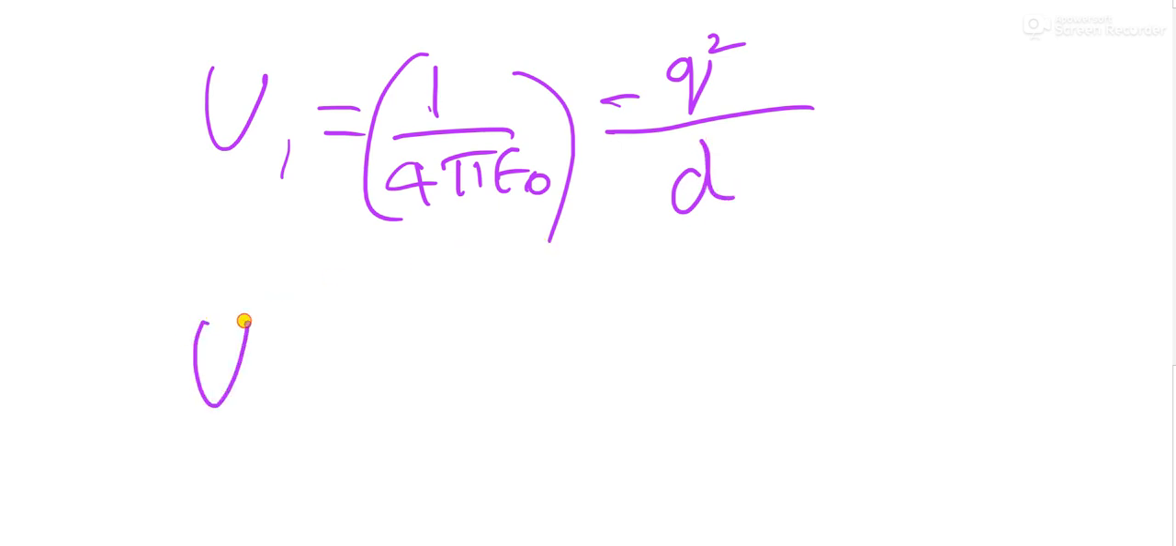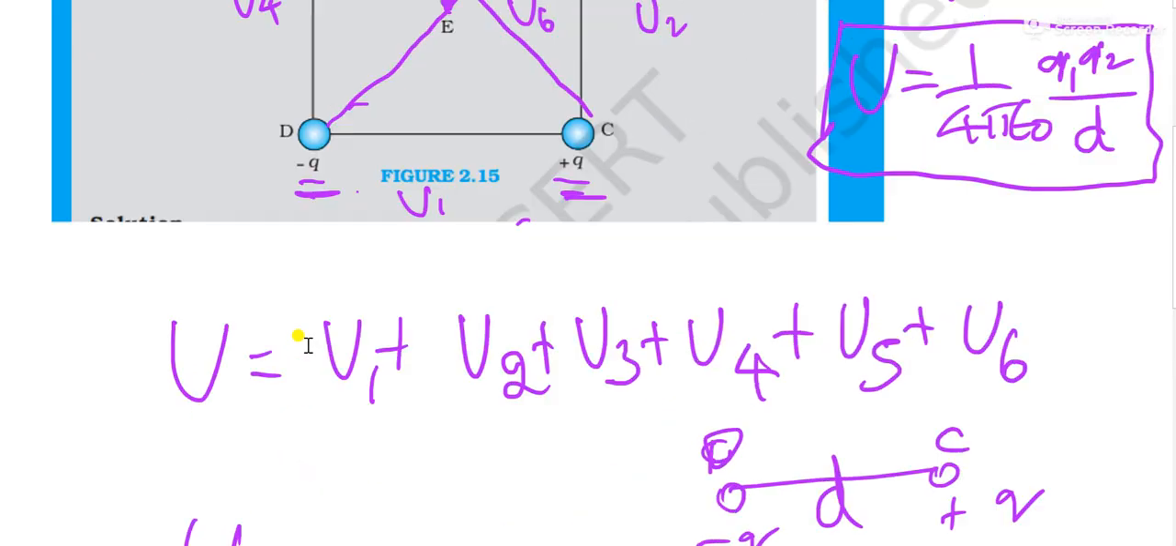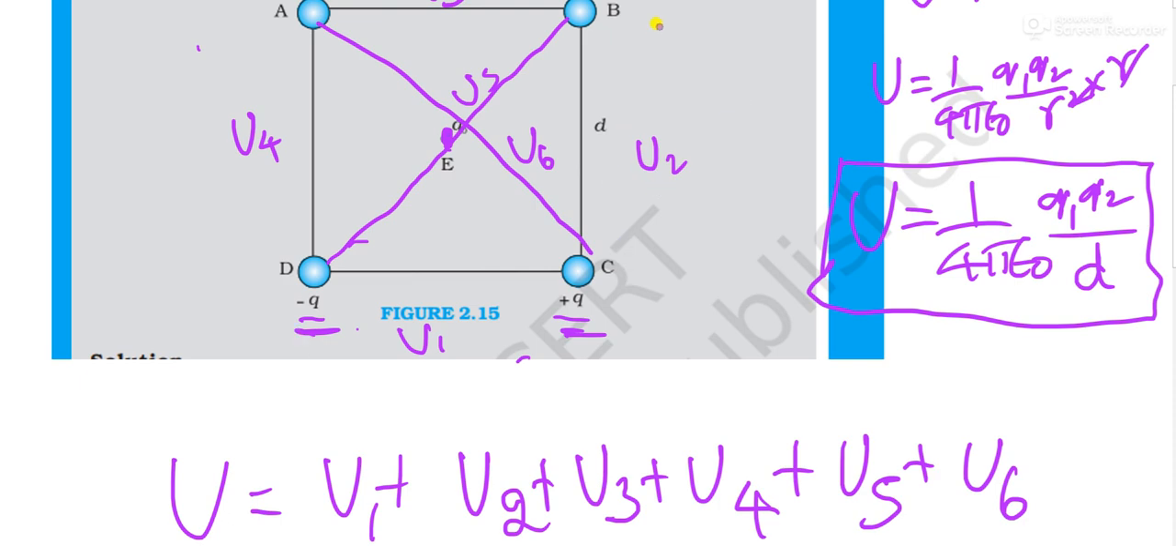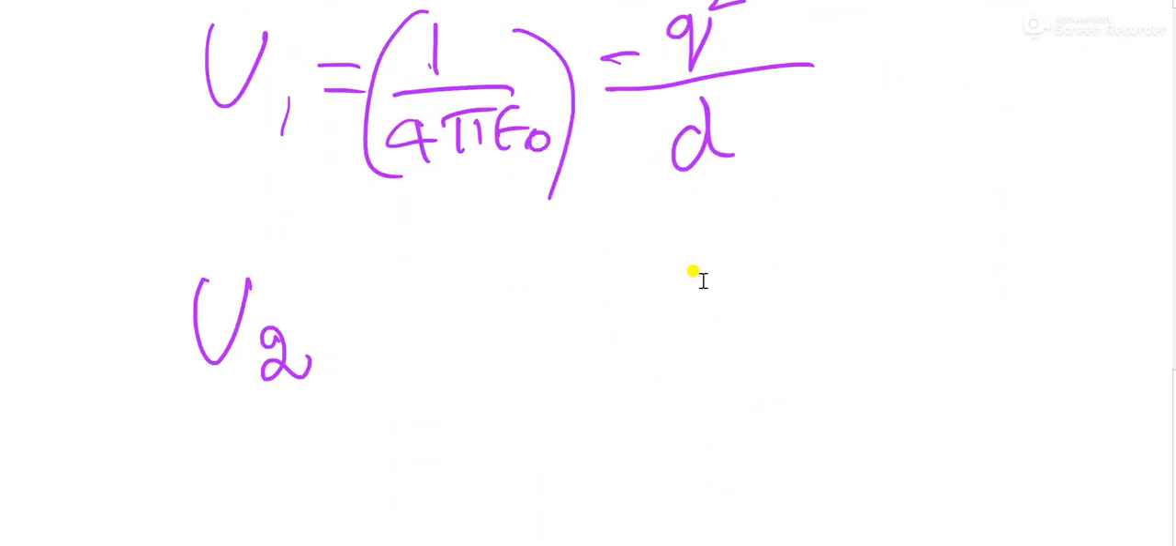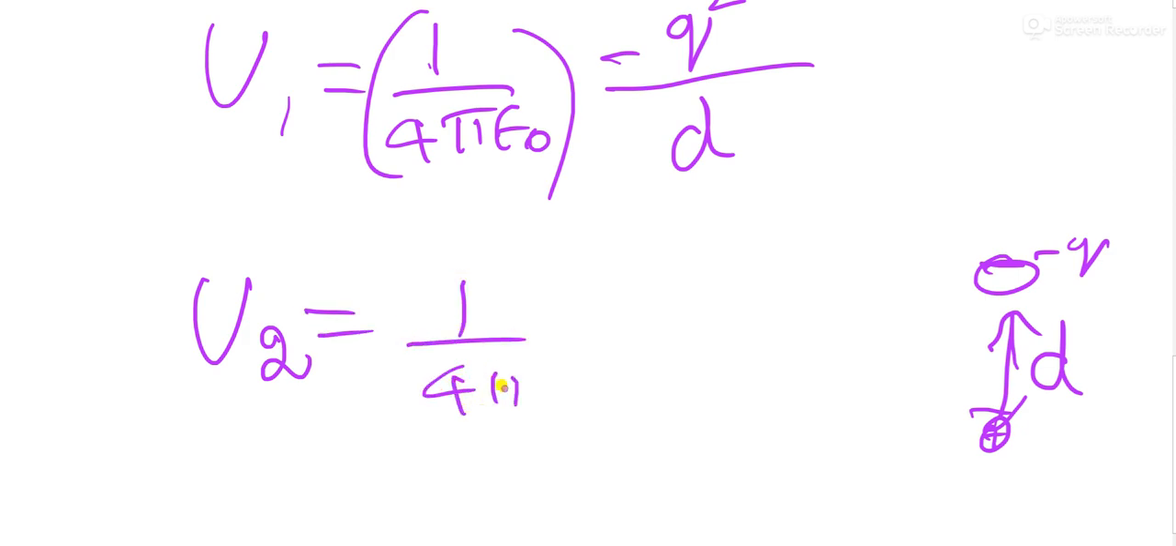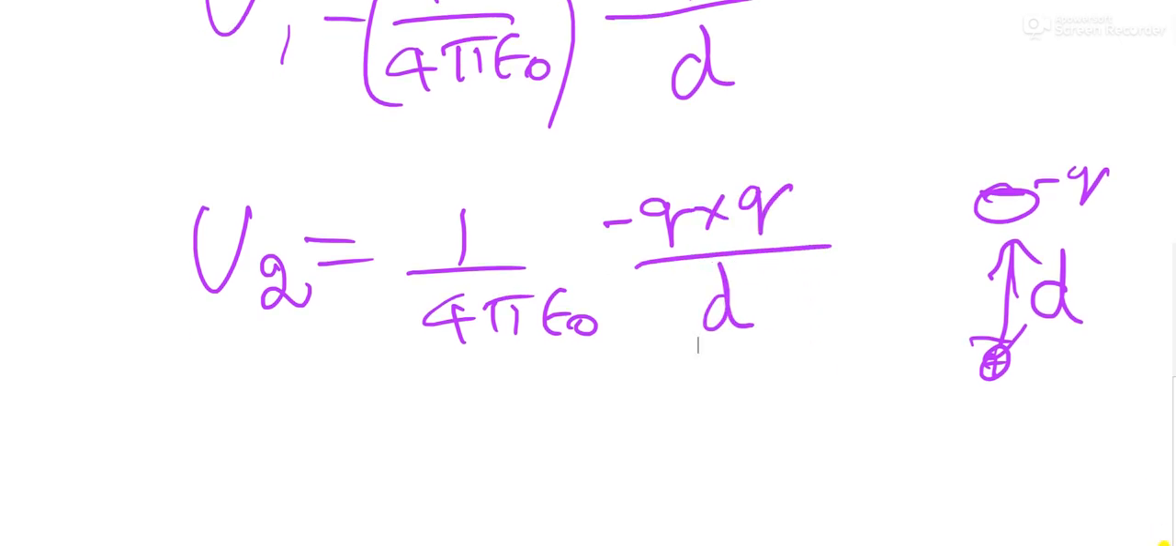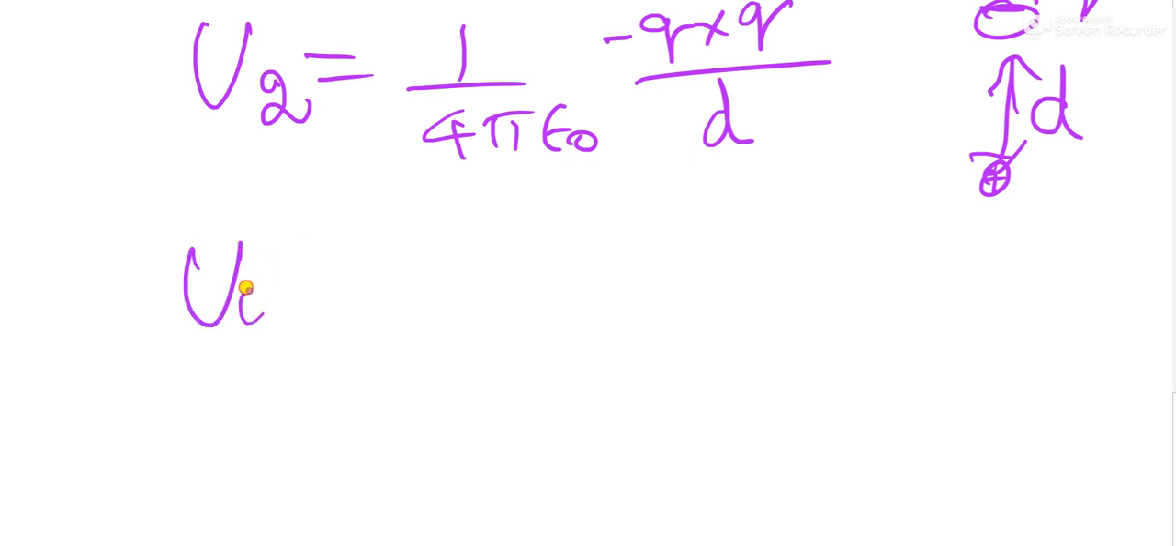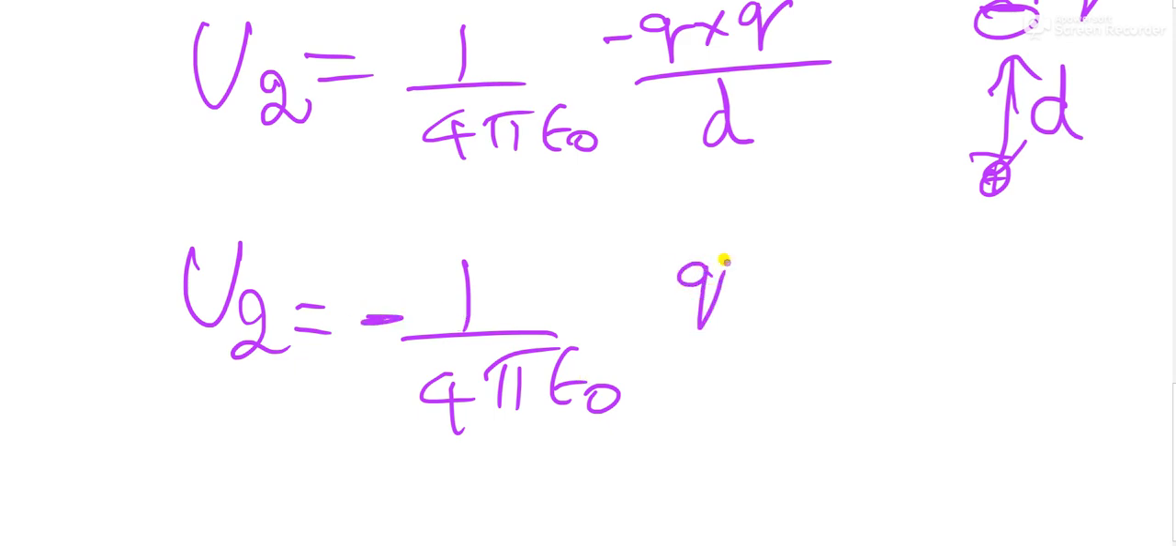Now we'll see what is u2. U2 we can take on this side, c to b. One is plus, another one is minus: minus q and plus q. The distance is d. Same 1 divided by 4 pi epsilon naught, minus q into q, and the distance is d. It's not d square, it's d; energy we won't get as d square. So u2 is 1 divided by 4 pi epsilon naught, minus q square divided by d.